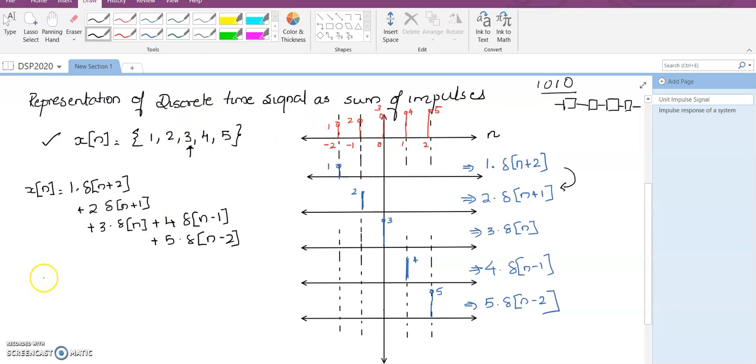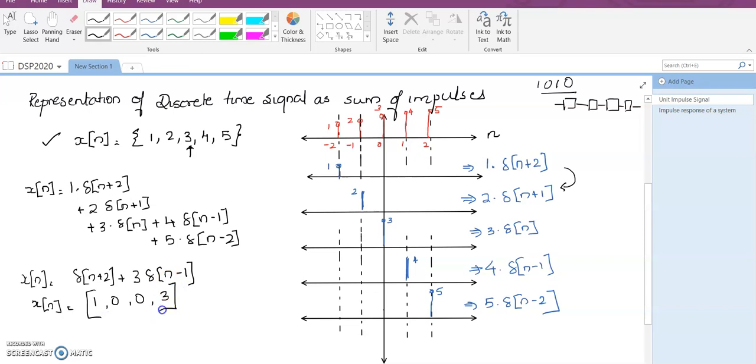Now, for some questions, you could expect to get signals in this particular format, and it should give you an understanding of what each of these components are. For example, if I give you a signal like x of n is del of n plus 2 plus 3 del of n minus 1, what will this mean? This will mean that x of n is essentially 1, 0, 0, 3.